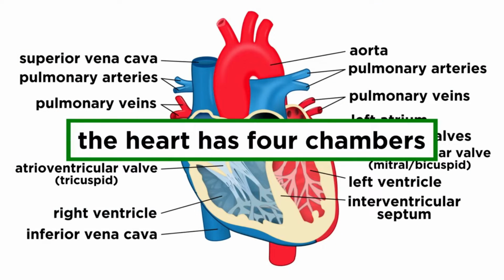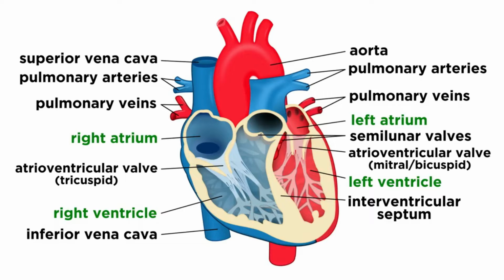Chambers and associated great vessels. The 4 hollow chambers, which are the 2 atria and 2 ventricles. The interventricular or interatrial septum, which divides the heart longitudinally. The superior and inferior vena cava, which receive oxygen-poor blood from the veins. The heart consists of 4 chambers, 2 atria and 2 ventricles.